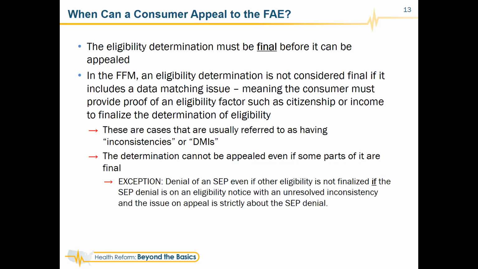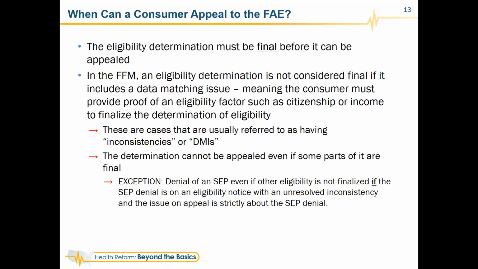The first and most important aspect that consumers should know about, or if you are helping consumers file an appeal, is the eligibility determination must be final. If it includes any type of a data matching inconsistency, like citizenship status, immigration status, or income, those are not final eligibility determinations. At that point, it cannot be appealed until that determination is made final.